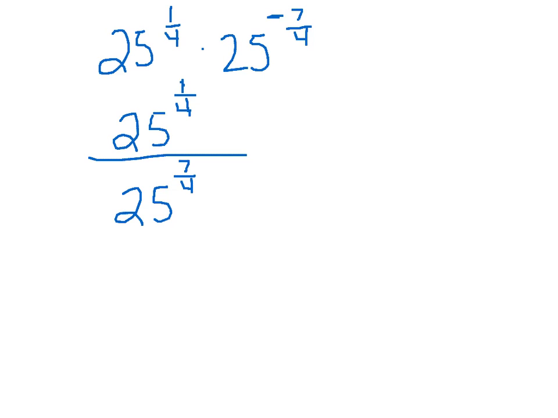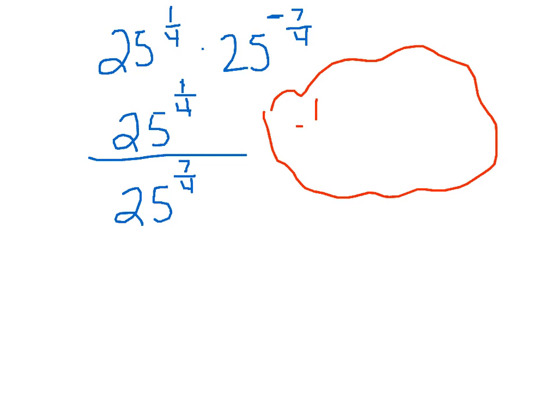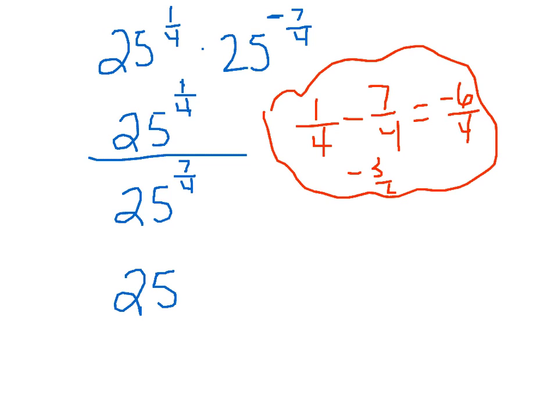Once I have this, I've got the rule that tells me if I have the same bases with different exponents and we're dividing, I can simplify them by subtracting the exponents. So I'm going to do my little thought bubble over here. I've got 1/4 minus 7/4. That's going to be negative 6/4, which is negative 3/2. So this is really equal to 25 to the negative 3/2 power.